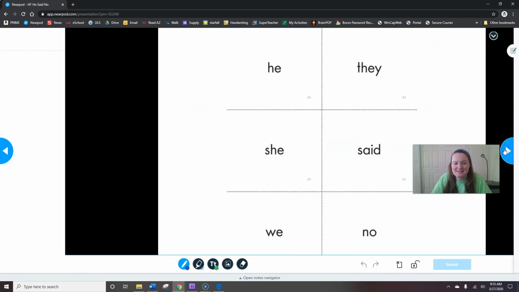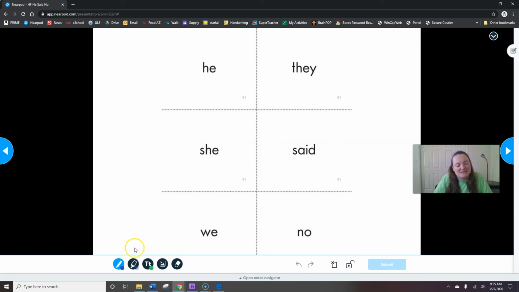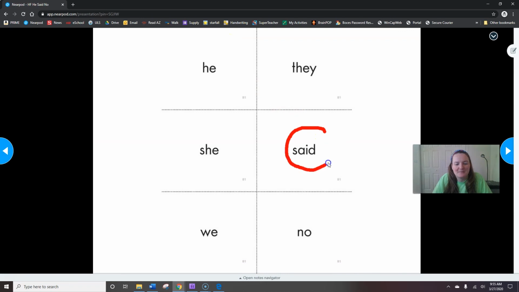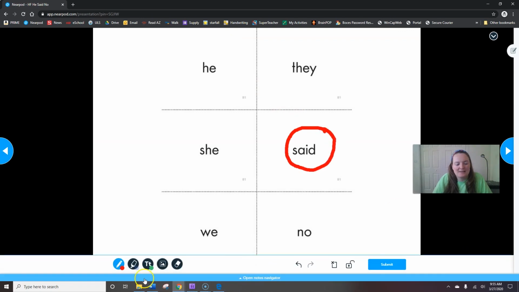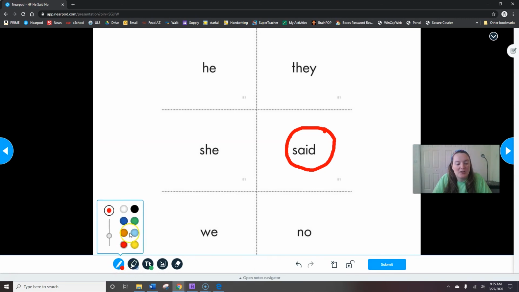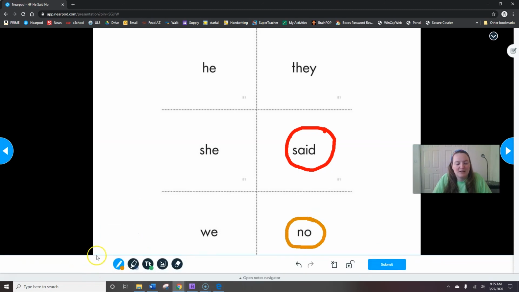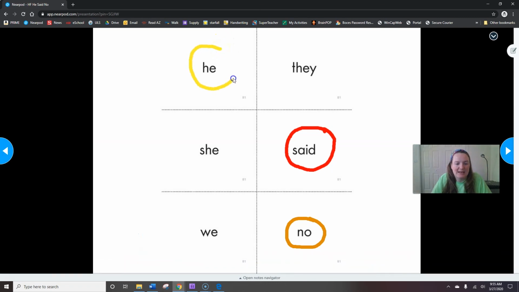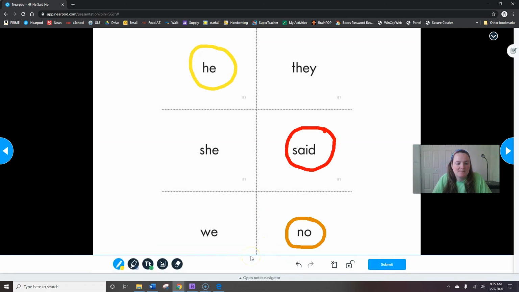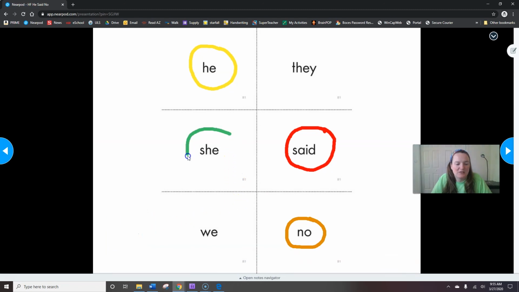Close. Next. Okay, so now we have our words. I'm going to have you choose the red and circle the word said was on every page. Next, I'm going to have you circle no in orange. Can you switch to orange and circle no? Okay. Next, let's switch to yellow. When we talk about pronouns for boys, we use he. So when we talked about dad, we said he. Let's circle he in yellow. And we'll use green for she.